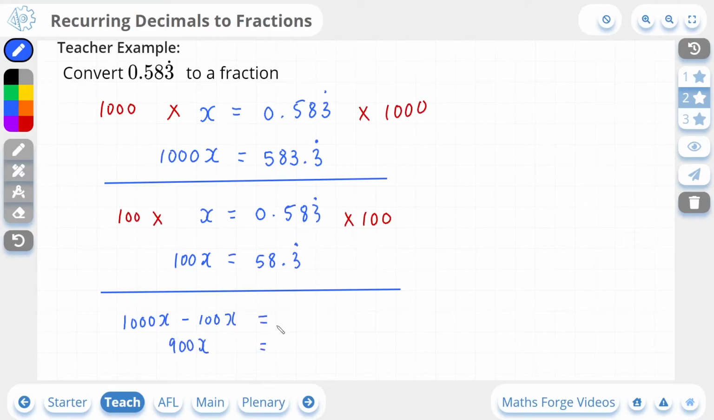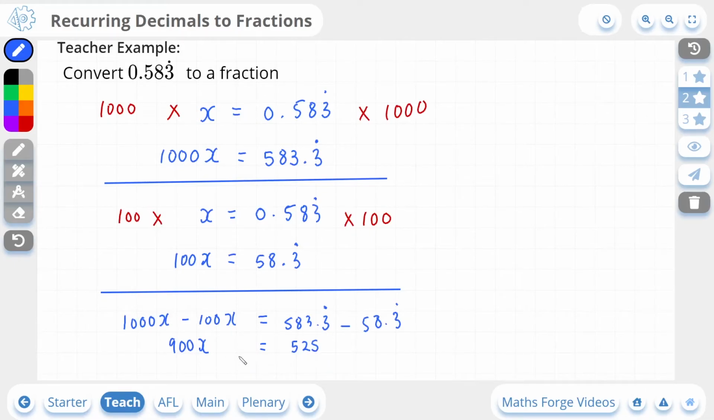And on the right-hand side, we're going to have to do, so 1000x is represented by 583.3 recurring, minus 100x, which is going to be 58.3 recurring. And of course, 583 minus 58 is going to give us 525. And the 0.3 recurring minus the 0.3 recurring is going to cancel out and give us nothing. So now we're going to be left with 900x is equal to 525.